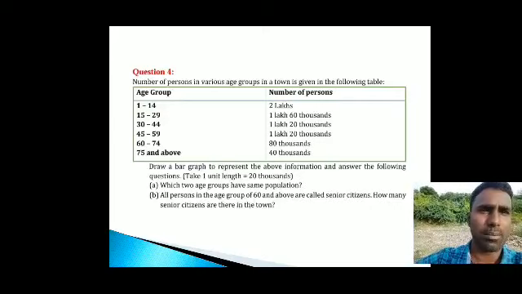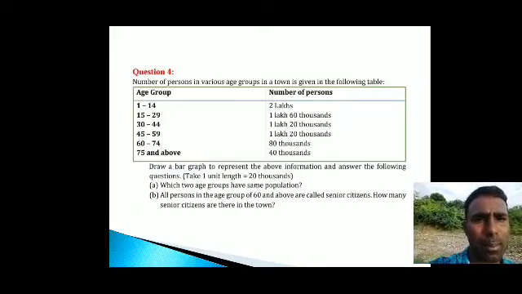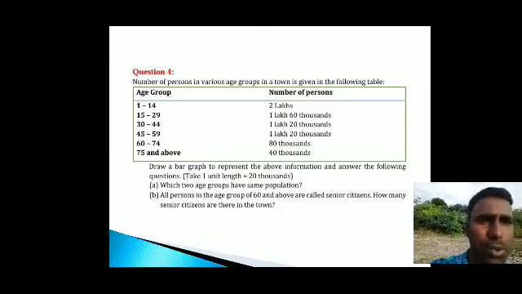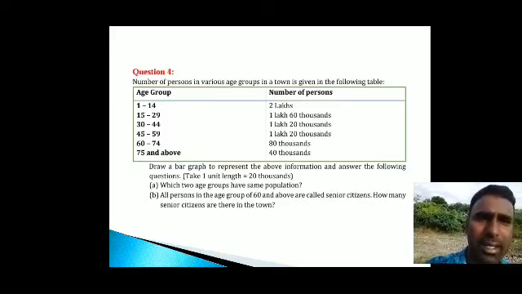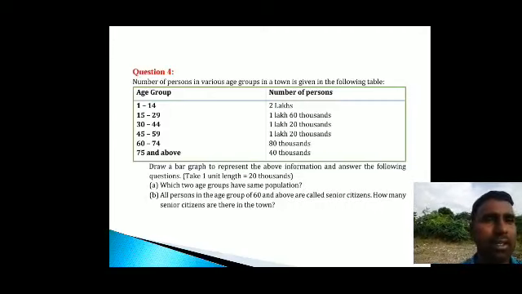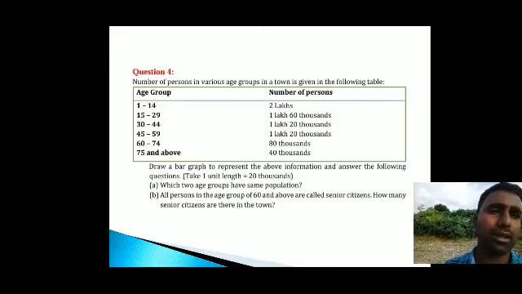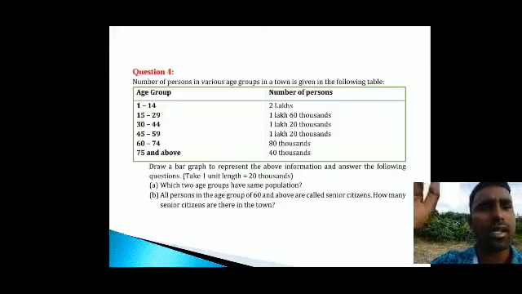Okay, so these are the numbers of persons present among these various age groups. The question is, draw a bar graph to represent the above information and answer the following questions. Take 1 unit length as 20,000. Among all these numbers, which can be divided by a common number? Thousands, that is 20,000 I will take. Okay, 20, 40, 60, 80, then 1 lakh, 1 lakh 20, 1 lakh 40, 1 lakh 60. This kind of scale will come.